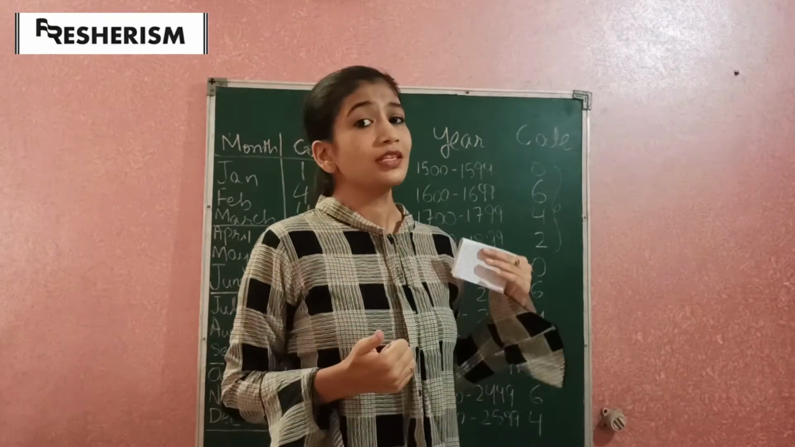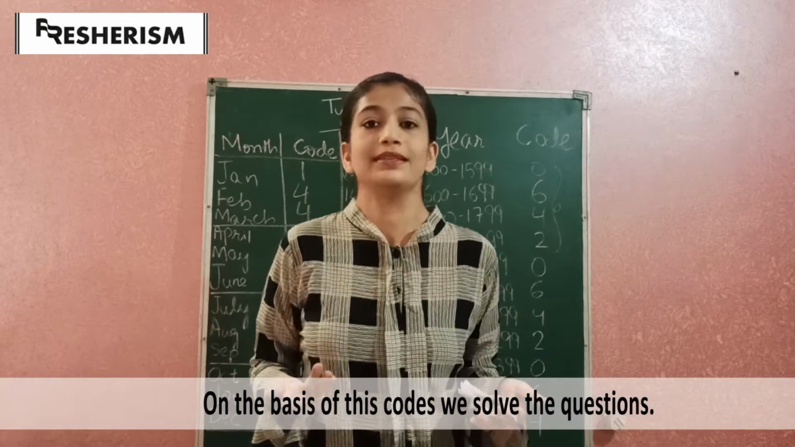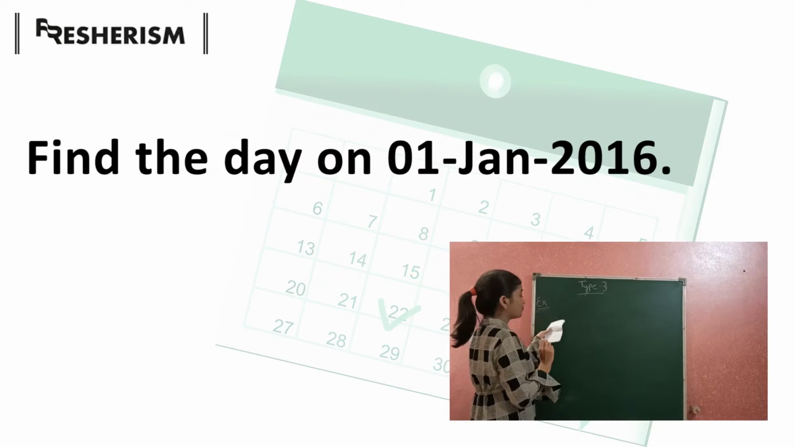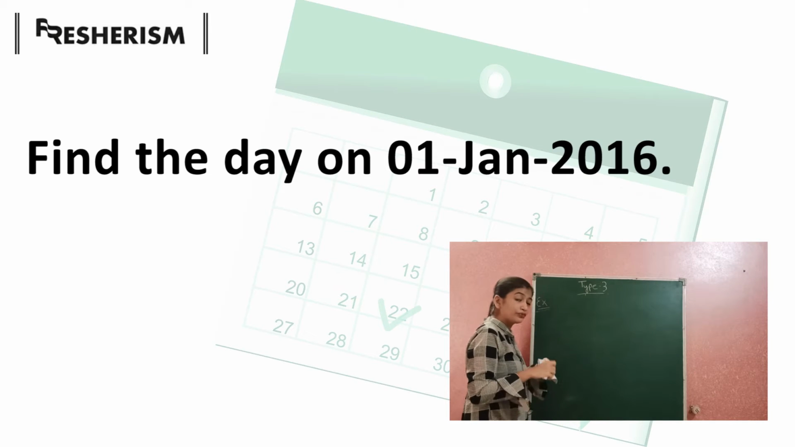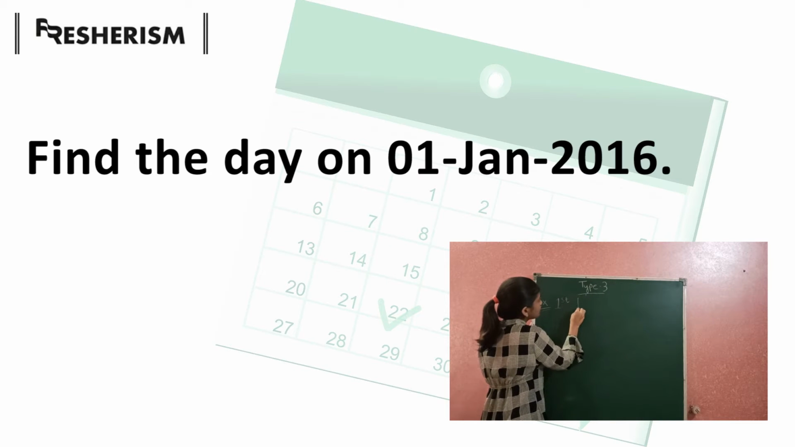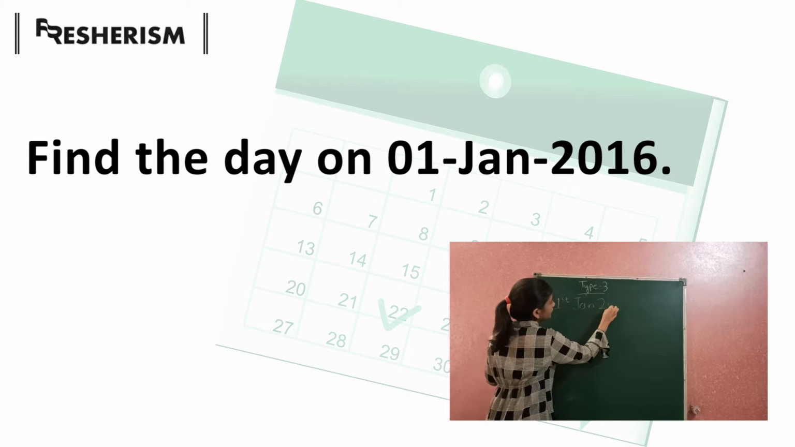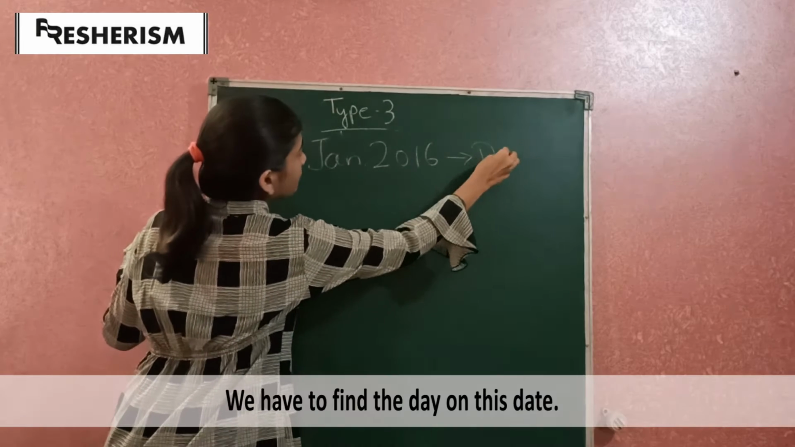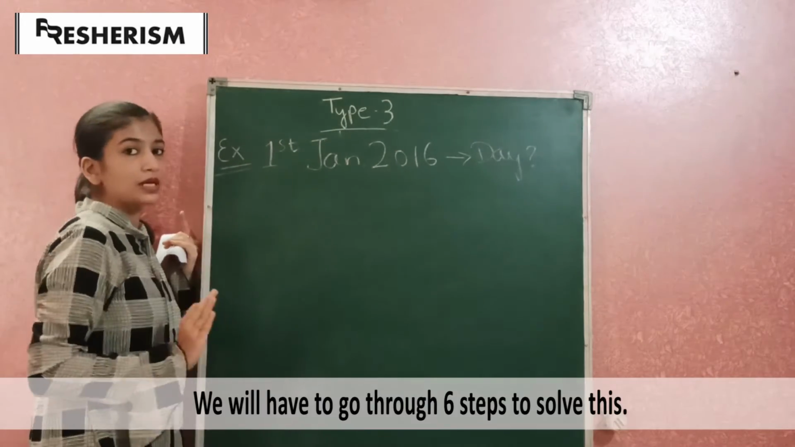On the basis of these codes as well as on the basis of the days, we have to solve the sum. Let's start the sum. Let's see the example. Suppose the question is, find the day on the 1st Jan of 2016. We have to find the day. Right. So there are 6 steps to solve this type of question.